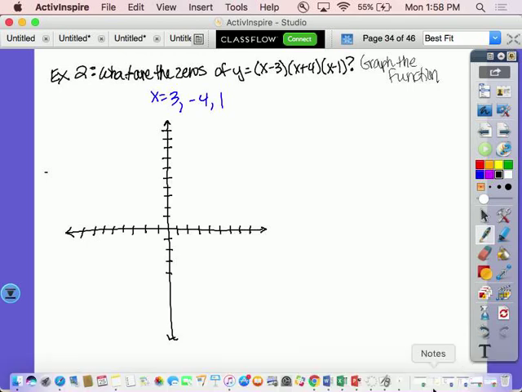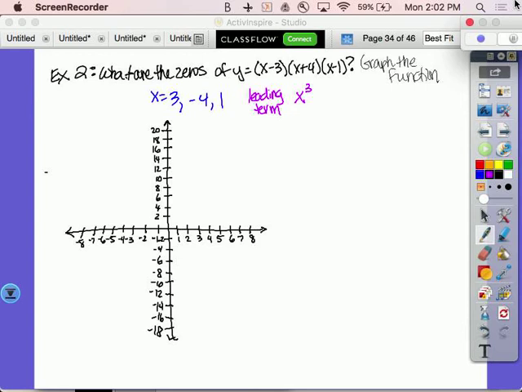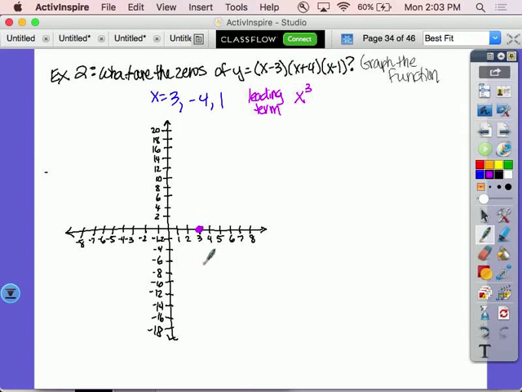All right, so we've determined that for this problem, our leading term is going to be x to the third because we'll have x times x times x. Now, zeros. What's another word for zeros if they're real? X-intercept. So to graph those, we're going to graph at 3, negative 4, and positive 1, an x-intercept. 3, negative 4, 1.